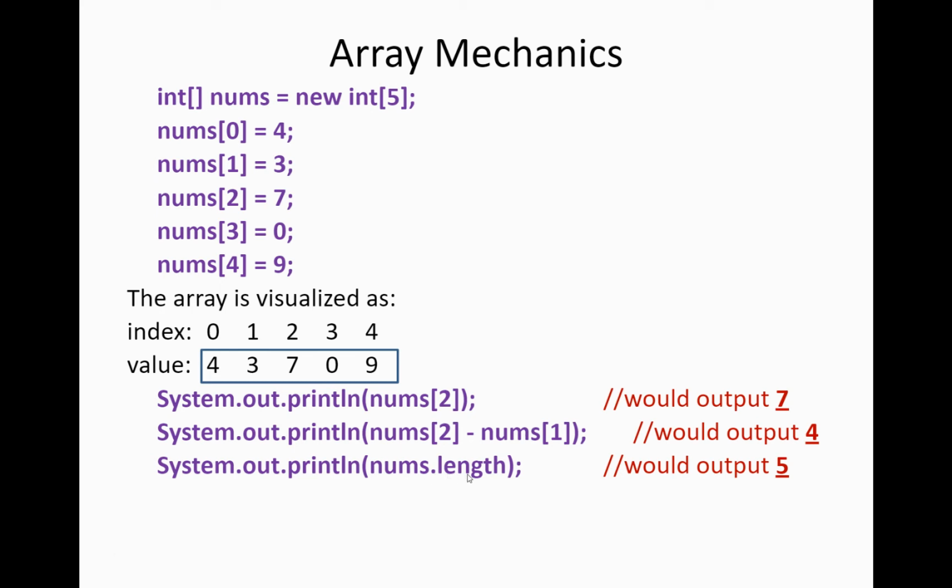Also notice here this nums.length. This is an important distinction between the length method of a string and the array property length. So nums.length is a property of the nums array. Word.length parentheses is a method of the string object. So just keep those in mind. If you're trying to find the length of an array, you do not use the parentheses at the end.